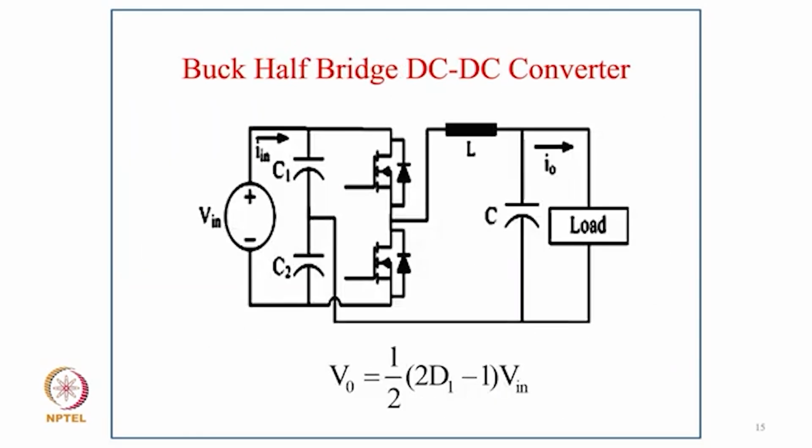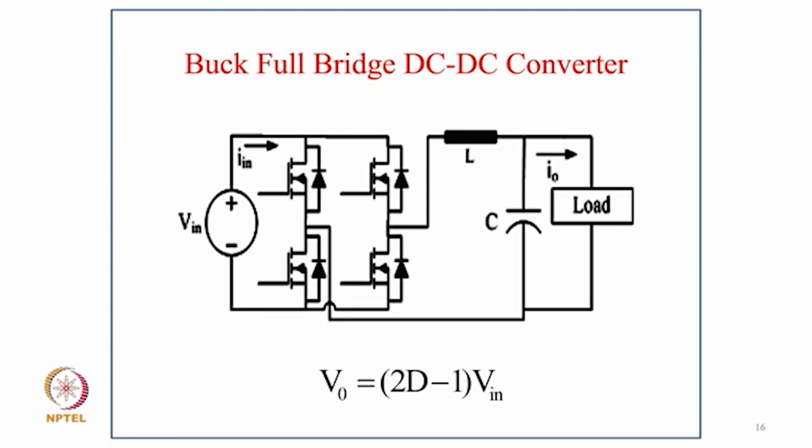Now coming to the buck half bridge converter, as you can see in the circuit, here the output voltage becomes 1/2 (2D minus 1) Vin, because you can operate either the upper switch or the lower switch, so it becomes 2D type. We again have an output inductor-capacitor LC filter so that the output voltage is ripple free. The LC filter filters out the switching ripples in this converter. Of course, the value of this L and C reduces as you increase the switching frequency, which we'll look into later. Then we have a full bridge DC-DC buck converter.